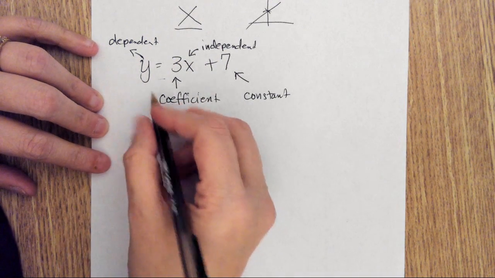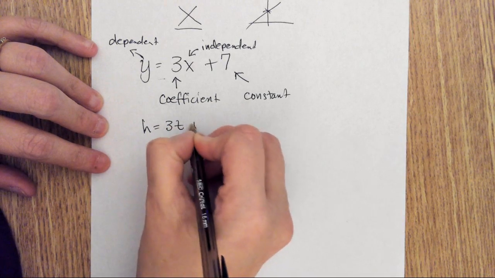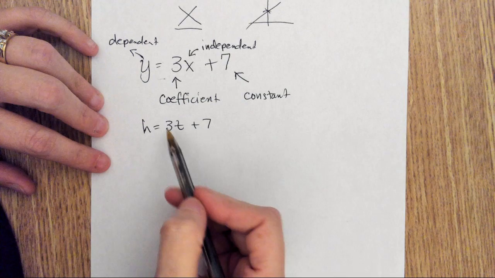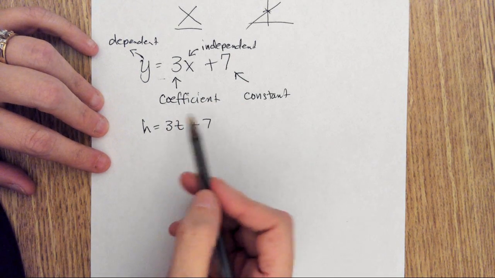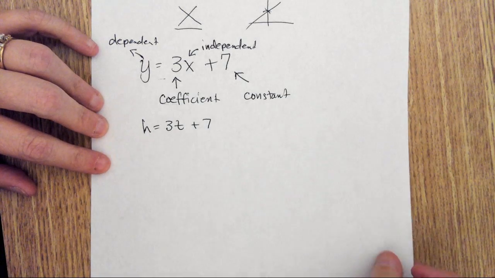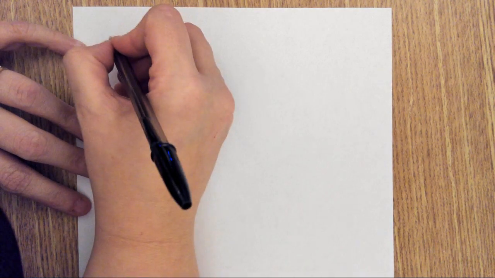But let's pretend that instead of y equals 3x plus 7, I had h equals 3t plus 7. I would also still know that t was my independent variable because everything's happening to it, and h is just sitting there waiting. Okay? Now, we also did a couple of examples of combining like terms, and we did an example of the distributive property. So let's do those over again too.